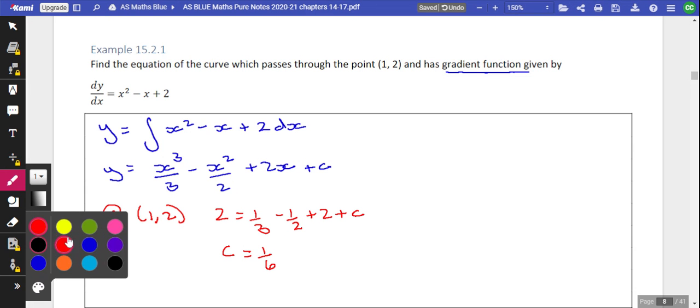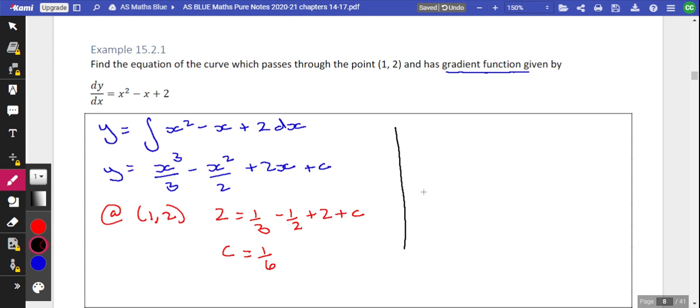Therefore, the equation of the curve that we are looking for is y is equal to x cubed over 3 minus x squared over 2 plus 2x plus 1/6. And that's it. It's not really using anything new there. We're just doing integration and substitution. The key is understanding what each symbol is doing so that whatever you are presented with, you can move backwards and forwards between each of these categories.